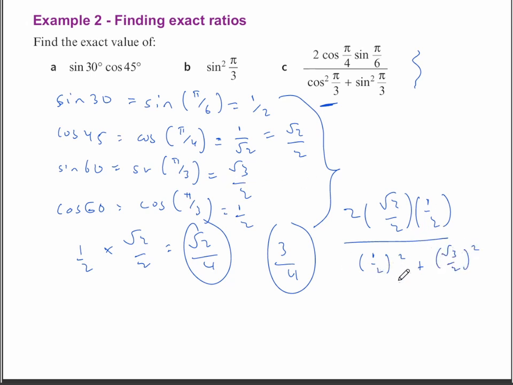And 1 over 2 squared is 1 over 4. Root 3 over 2 squared is 3 over 4, which just gives us 1 in the denominator. So the answer is going to be root 2 over 2 divided by 1, which is just root 2 over 2. And that's going to be the answer for C.